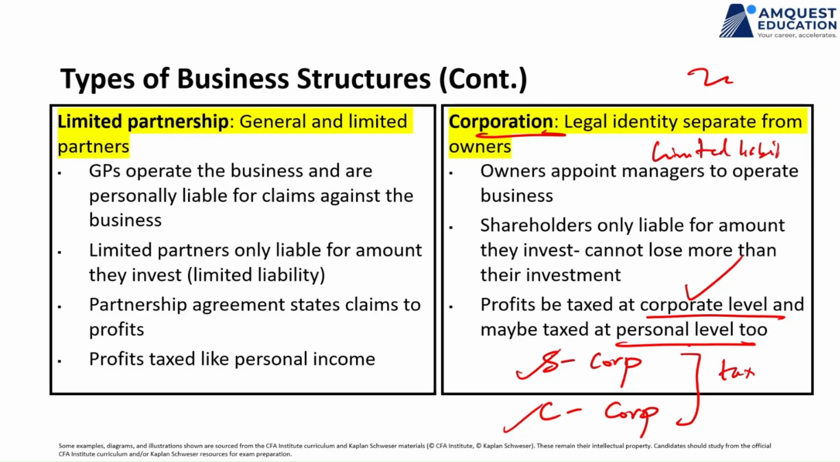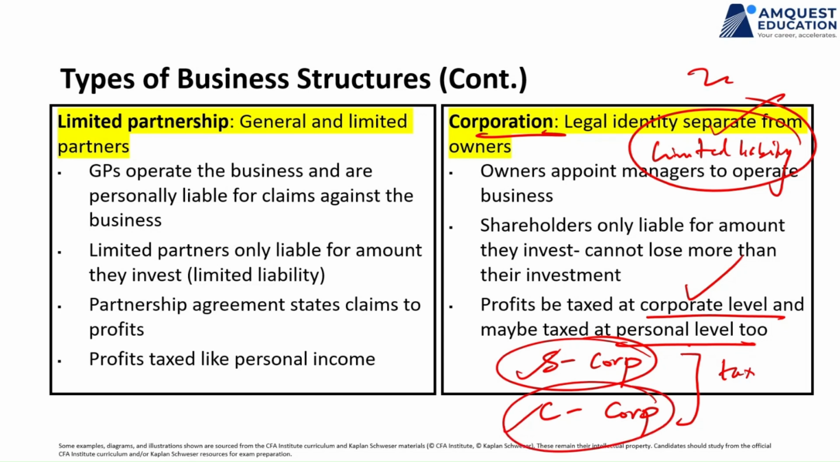So you can get the benefits of limited liability by being personally taxed, or you can get the benefit of limited liability by being at a C corp level. Now, why would the business owner think in terms of whether the business should be a C corp, an S corp, or a limited partnership, an LP?